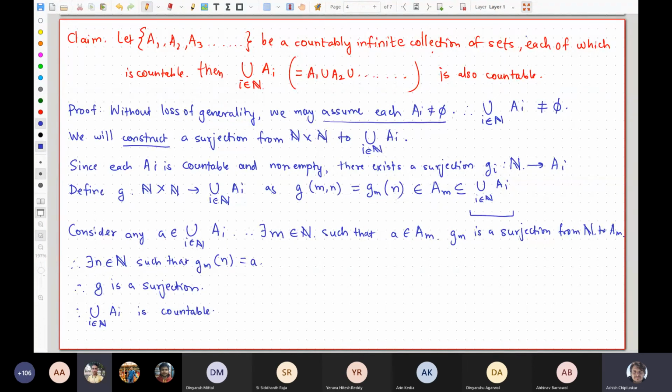Sir, it is not given that all the A_i are disjoint sets, so a small a can be in more than one A_i. Correct. In that case, it will have more than one pre-image, which is fine. We just want this function g to be a surjection, no? Yes, sir.